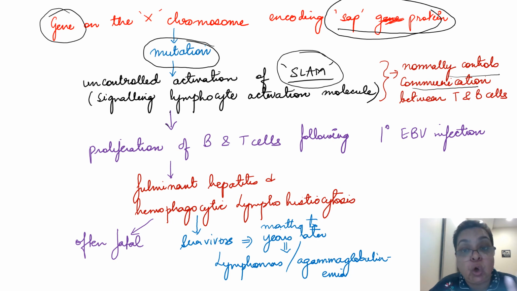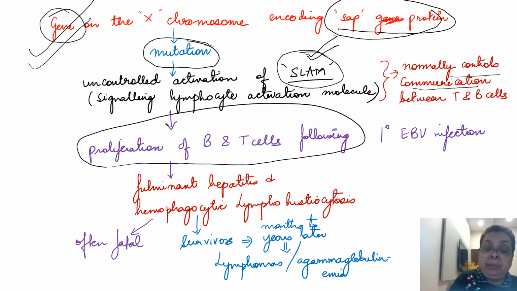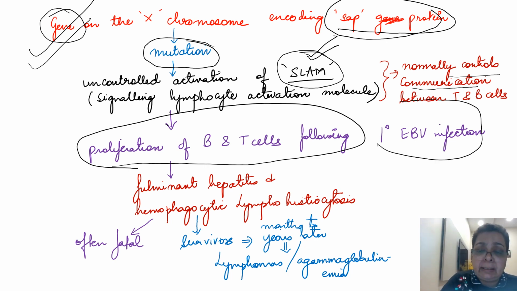This SLAM protein normally controls the communication between the T and the B cells. That's its normal function. So there is uncontrolled activation of the SLAM protein because of this gene mutation, as a result of which there is massive proliferation of the B and the T cells whenever this patient has a primary EBV infection. It's only seen with this.